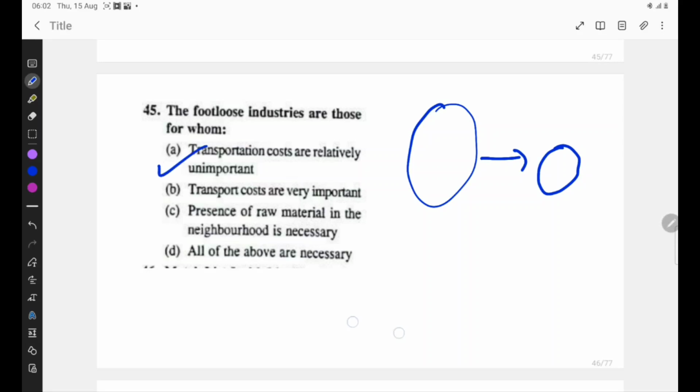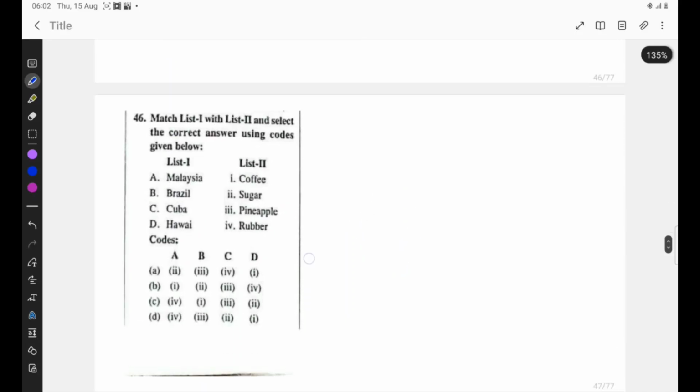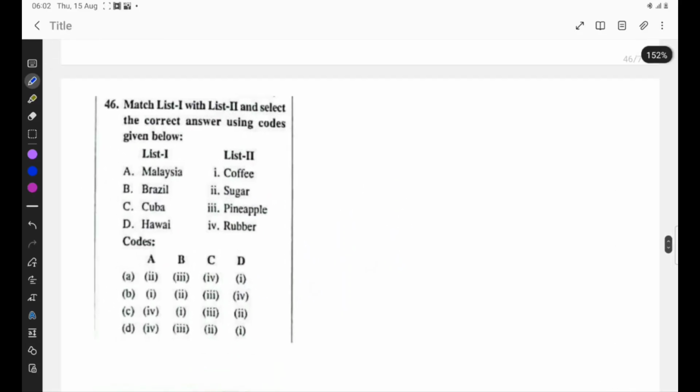Let's move on to the next question. Match list A and list B and select the correct answer.